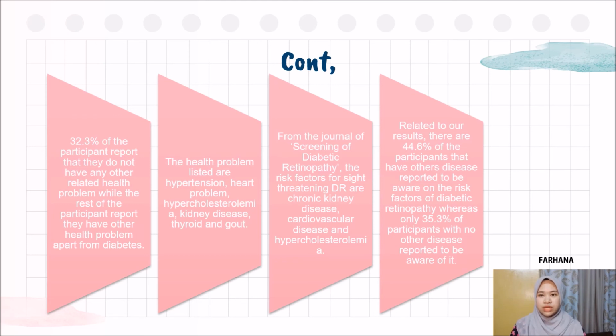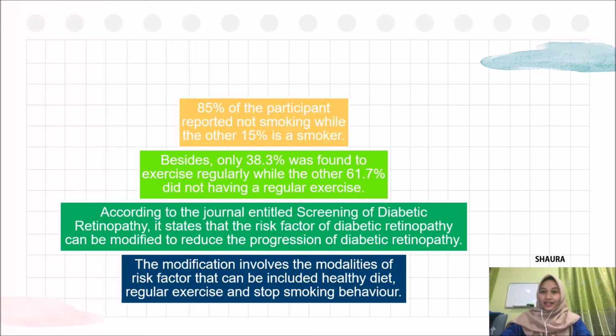So, it is quite significant for them to have awareness of the risk factors for diabetic retinopathy related to our result. 44.6% of the participants that have another heart problem are aware of the risk factors of diabetic retinopathy, while the rest are not. Other than that, there were also some questions asking about their lifestyle, such as smoking habit and exercise frequency. 85% of the participants reported not smoking, while the other 15% are smokers. Besides, only 38.3% were found to exercise regularly, while the other 61.7% did not exercise regularly.